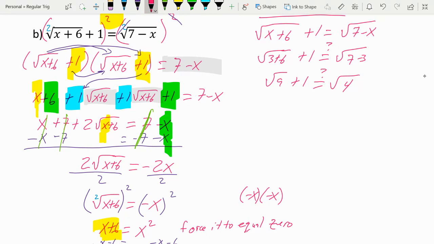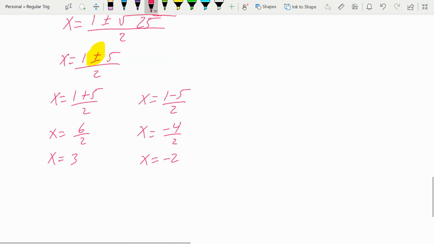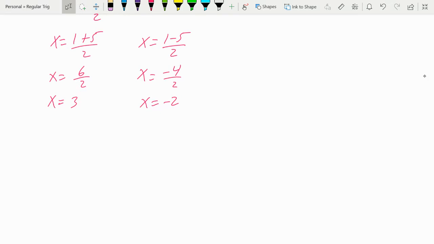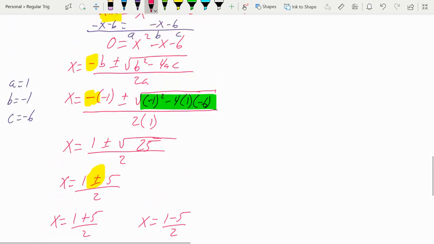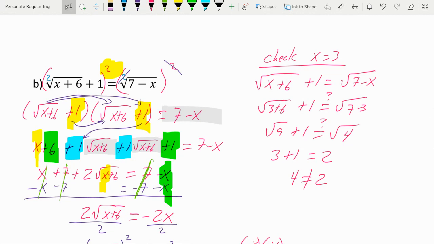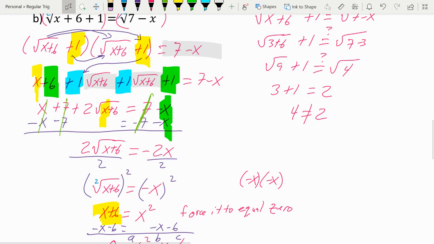On the left side, the square root of 9 is 3, plus 1. Square root of 4 is 2. 3 plus 1, 4 does not equal 2. So what can I say about x equals 3? X equals 3 is extraneous. Remember, we talked about in the last lesson, extraneous means you did all the work correctly. You did all this nonsense correctly. But then when you got over here to this right side where you were checking it, it just doesn't work. Okay? So sometimes that happens.